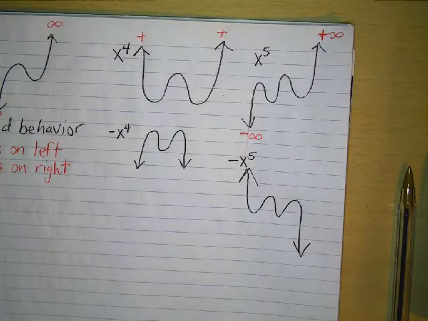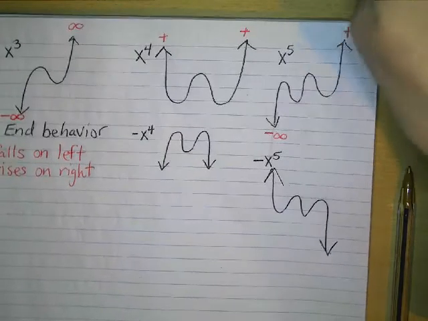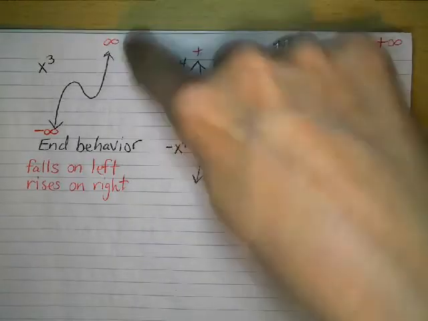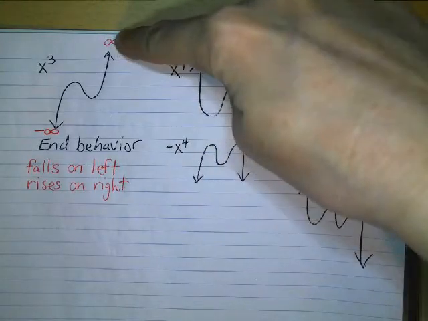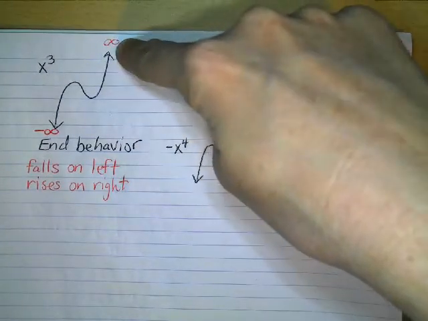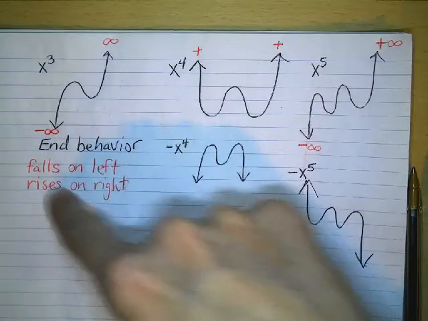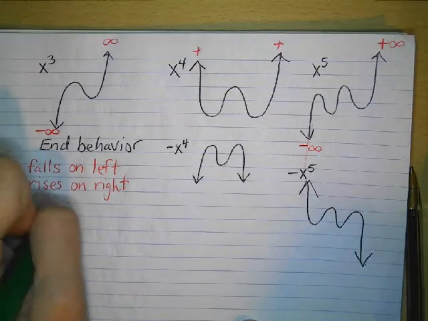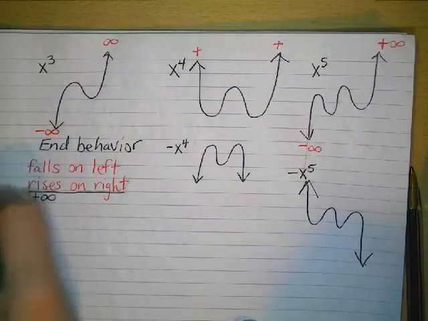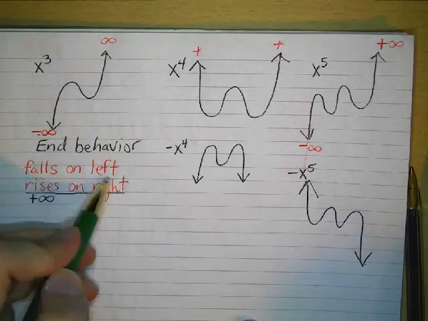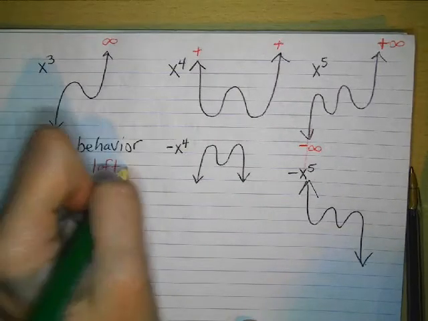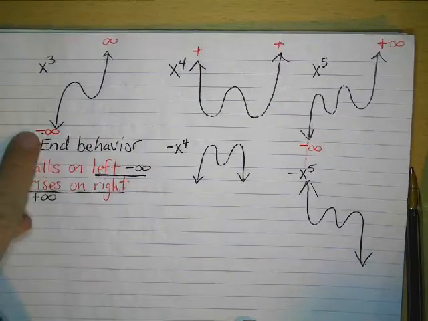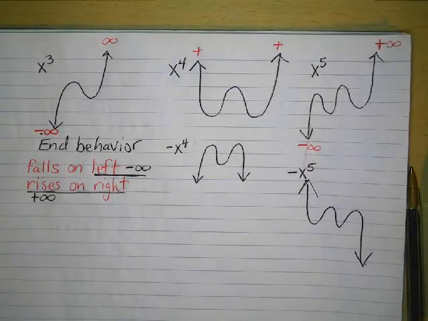All right, so they'll ask you about the end behavior of the graphs. Like this pointing up to positive infinity on the right side. So they're saying it rises. It's going up to positive infinity on the right. But on the left side, it's going down to negative infinity on the left. So that's all. It's pretty easy.